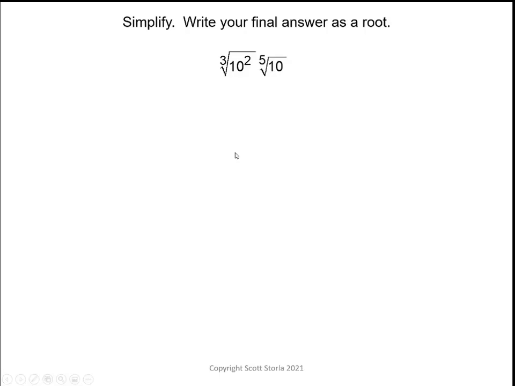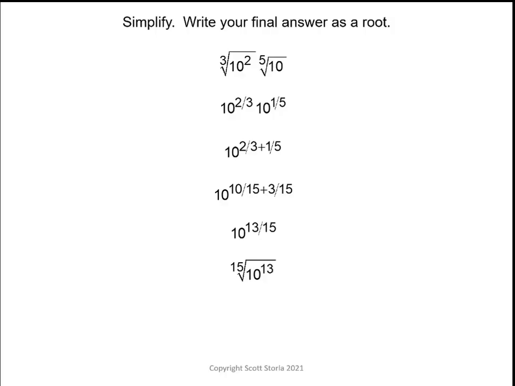And here's our last one. I'll rewrite with rational exponents. Then, keeping the common base, I'll add the exponents using the product property. I can see that my least common denominator should be a 15. I'll need to multiply the first fraction by 5 over 5 and the second by 3 over 3. Now that I have a common denominator, I can add the numerators, and then I'll write my expression back into radical form.